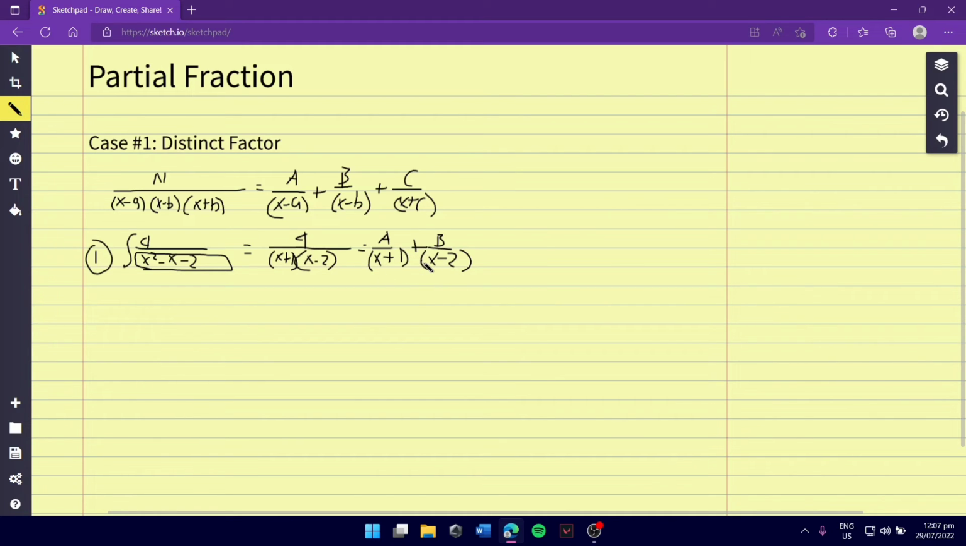Right here. So next, we will use the cover up method for finding the value of a and b here. So this will become the cover up method.